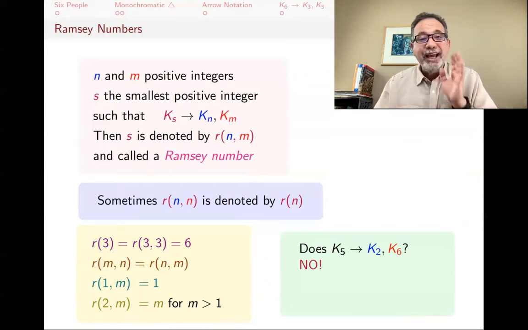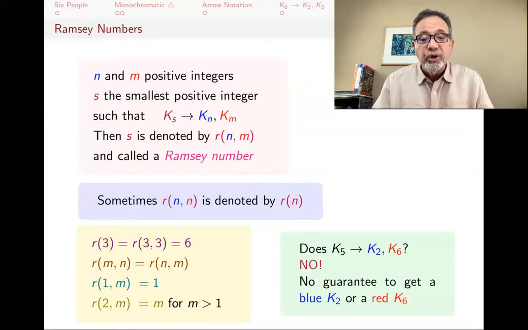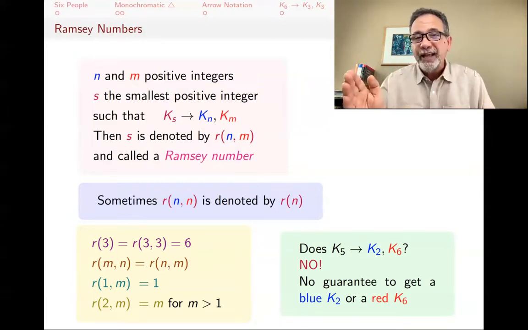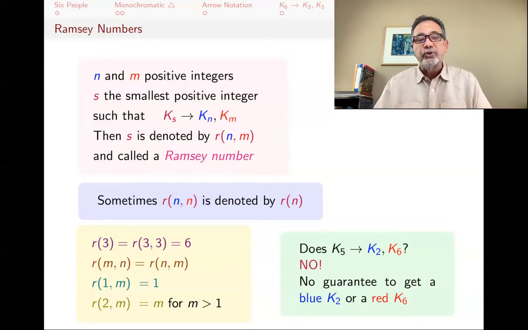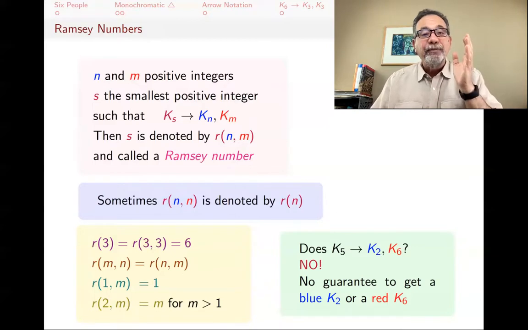This is even the case... I mean, you can't tell me, oh, but I have a blue K2. That doesn't make any difference. Because what you have to tell me, if the answer was yes, is that you guaranteed to me a blue K2 or a red K6. When I tell you what my wish list is, I'm fixing my colors. I'm saying which one I want for this color and which one I want for that color. You can't change that midway and at the end say, oh, look, I found this other one. That's no good. I asked for a blue K2 or a red K6, and that's what I'm looking for. And K5 does not guarantee that, because you can color the edges of K5 all with red, and then you would not have a blue K2 and you would not have a red K6.